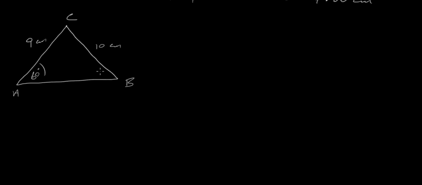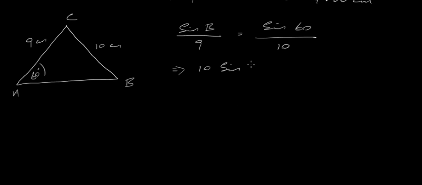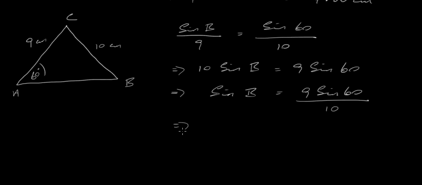Okay, so let's work out B. We'll work out this angle here. Again, we need these two here because we have those, and we'll take this one and B. So sine of the angle B divided by its opposite side 9 is equal to the sine of 60 degrees divided by 10. Cross multiply, so you get 10 sine B equals 9 sine 60. So sine B equals 9 sine 60 divided by 10, and when you work this out, you get 0.7794.